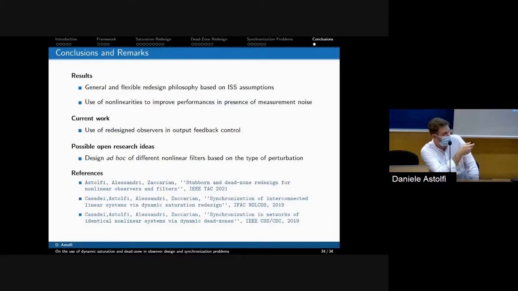And just to give some idea, it would be nice to see what we can do with other kinds of nonlinearities to improve performance in the presence of measurement noise, and how nonlinearities can be good in some sense. This work was a summary of 3 papers that appeared in the last 2-3 years. Thank you a lot. If you have any questions, don't hesitate.